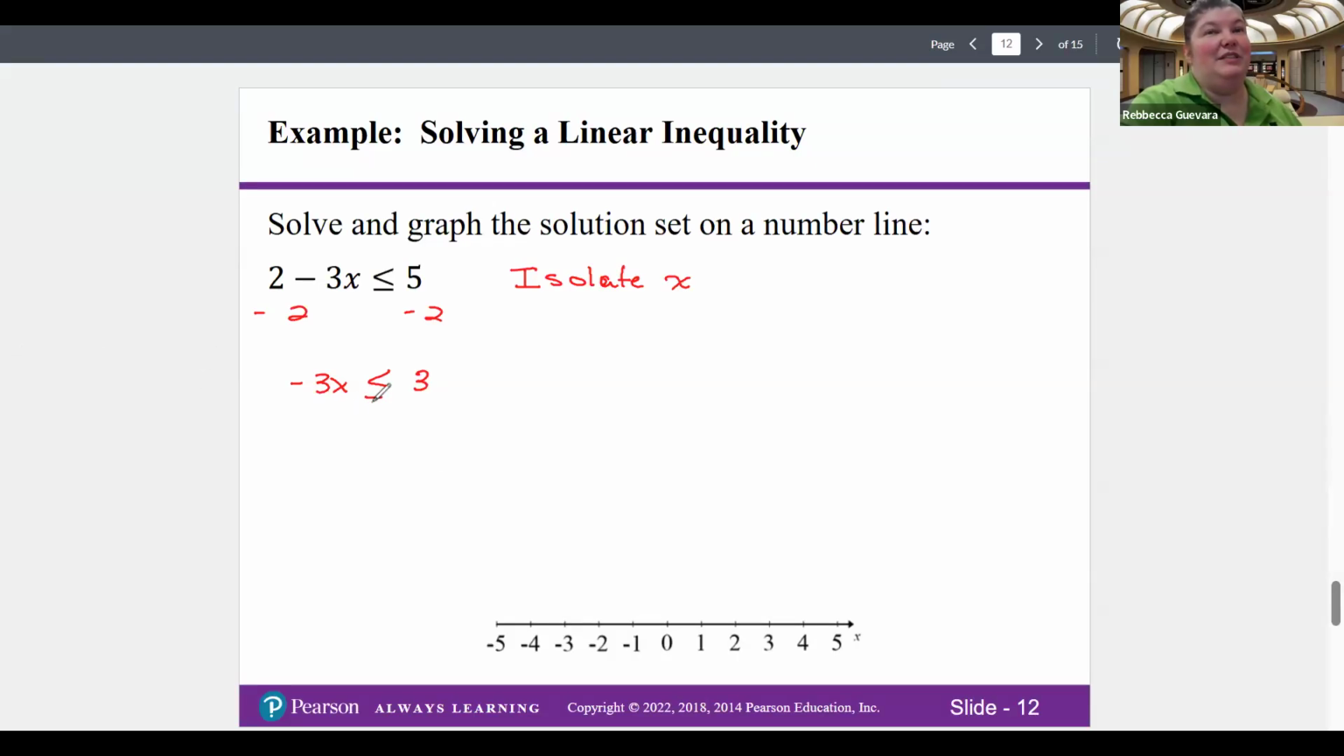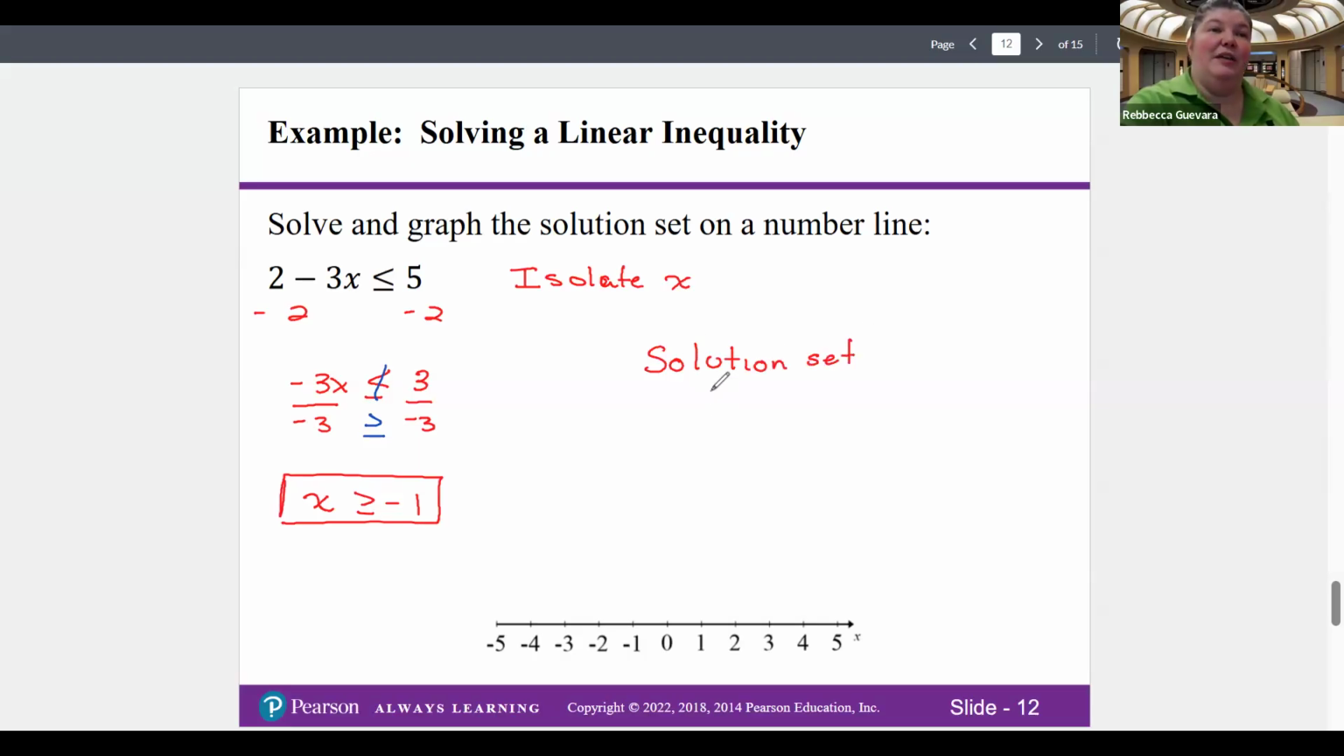Now, this is the one place, like I said, you have to be careful. Now, it's a -3. So if I want to get rid of that -3 to isolate that x, I have to divide by -3 on both sides. And when you divide or multiply by a negative, that is when the direction of your inequality sign switches. So it's no longer a less than or equal to sign, it's a greater than or equal to sign. So x is greater than or equal to -1. And that would be my solution set.